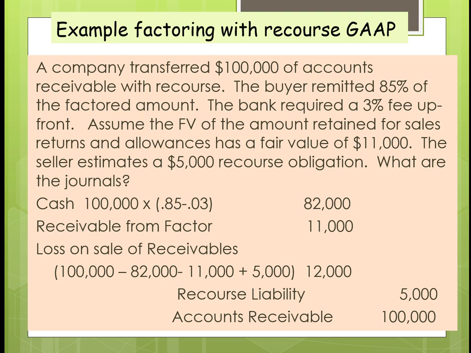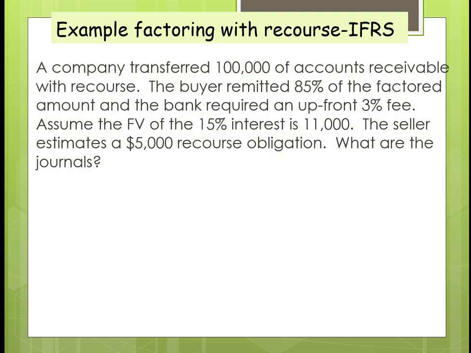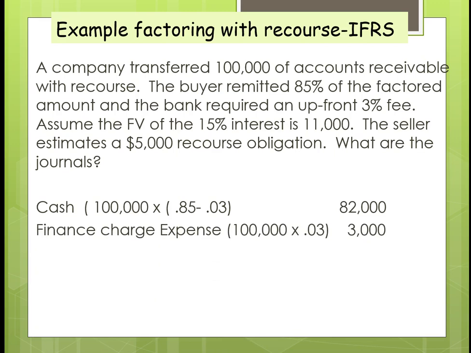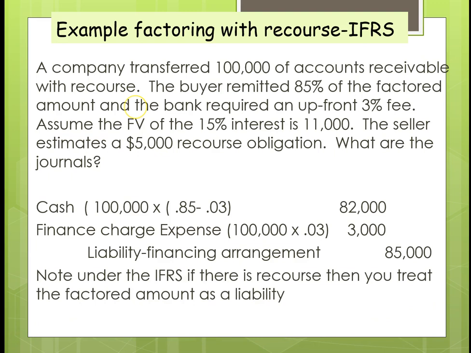Now let's look at our last example. What if we did it on the international standard with recourse? Okay, what we would do is book the cash minus the 15% and the 3% fee. We would book the finance charge of $3,000, and we would book a liability financing arrangement. If you notice, we do not take the accounts receivable off the books.